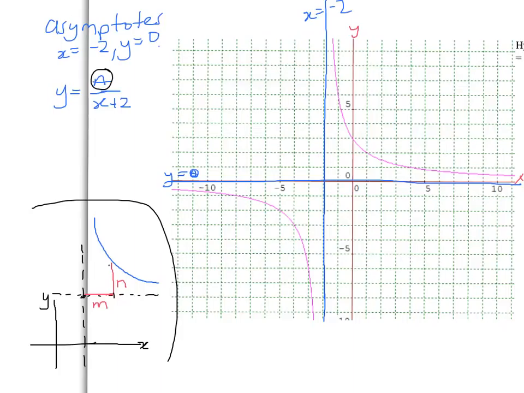So from our new asymptote here, the blue lines, I go along 3 and up 2. 3 and 2, so 3 times 2 is 6. So a is 6, y equals 6 over x plus 2 is the equation for our hyperbola.